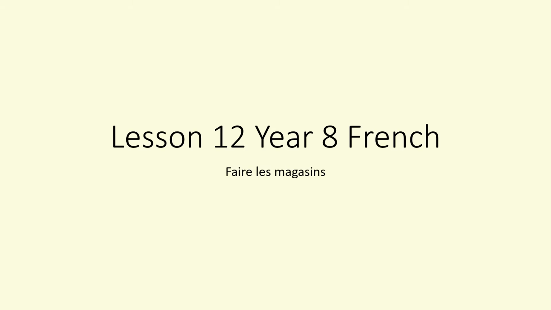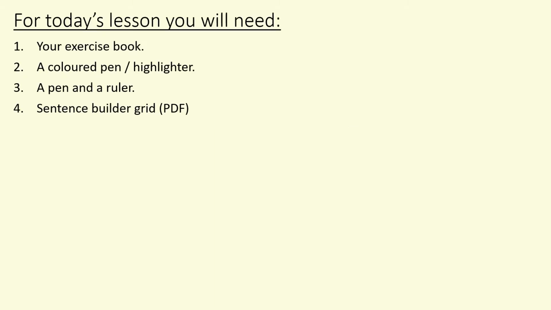Today we're looking at clothes shopping again. Here's a list of the equipment you will need for today's lesson. You'll need your exercise book and then either a coloured pen or a highlighter pen, a pen and a ruler, and the sentence builder grid which is attached on class charts. So pause to get that ready now, press play to go on.